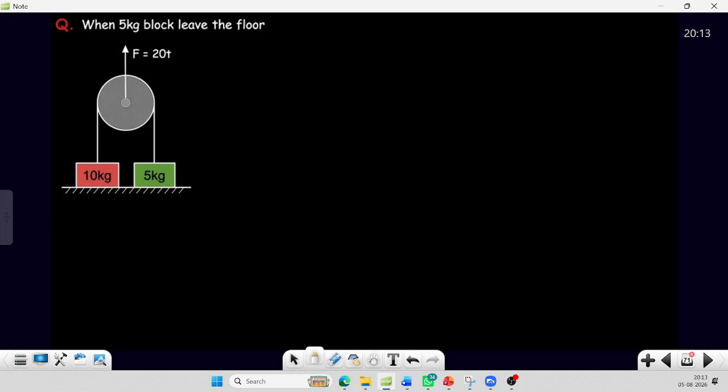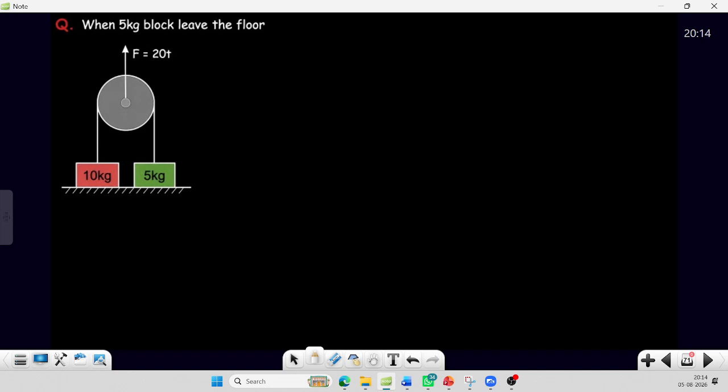See what they're saying here: when the 5 kg block leaves the floor. Just imagine you have a simple balance, a weighing machine like this, with 10 kg on one side and 5 kg on the other, both resting on the surface. Now we apply a force, 1 newton, 2 newtons, and keep on applying. Only if we apply sufficient force will this pan move up. That's what they asked us to find: at what point they will move.